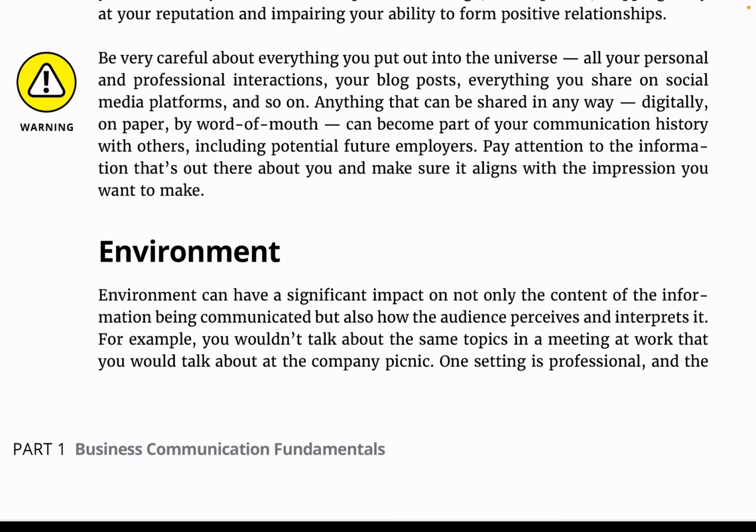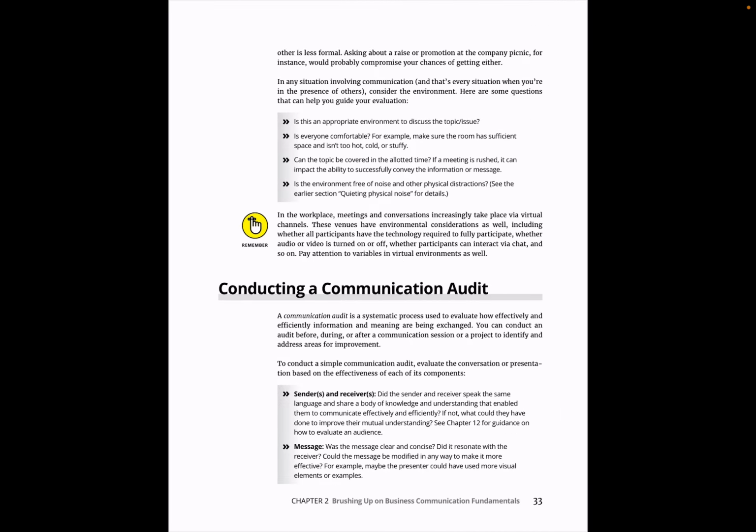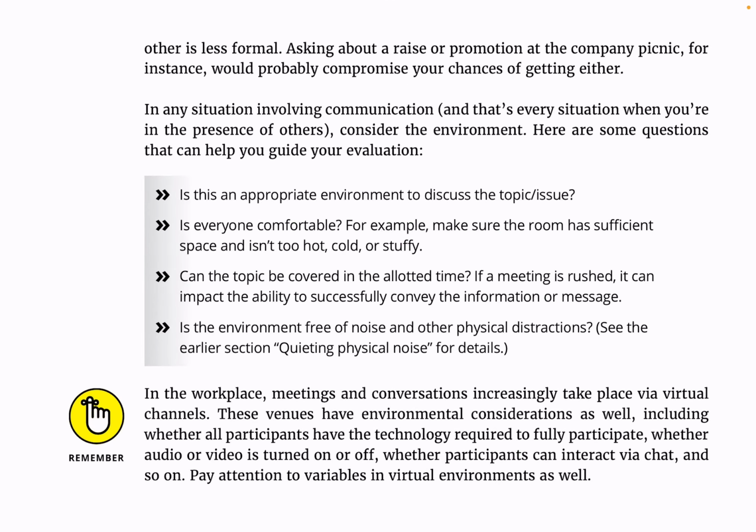Environment. Environment can have a significant impact on not only the content of the information being communicated, but also how the audience perceives and interprets it. For example, you wouldn't talk about the same topics in a meeting at work that you talk about at a company picnic. One setting is professional and the other is less formal. Asking about a raise or promotion at a company picnic, for instance, would probably compromise your chances of getting either.